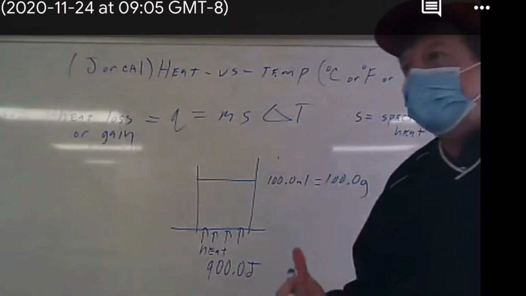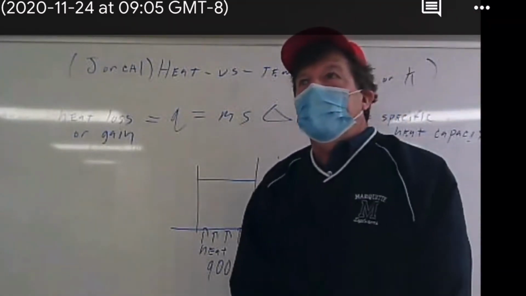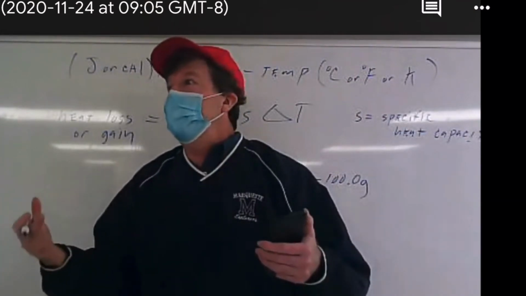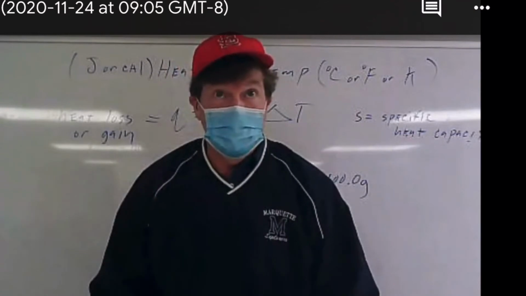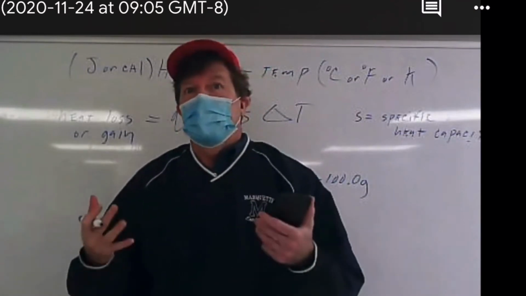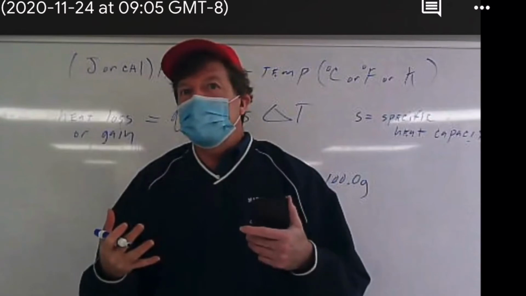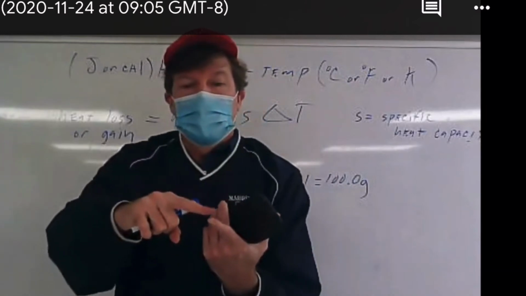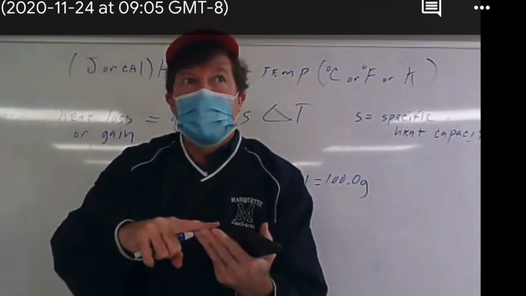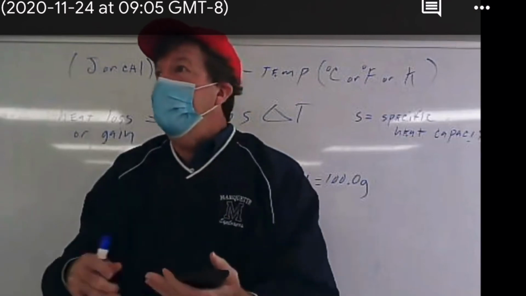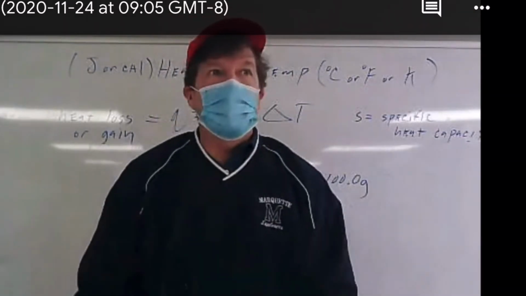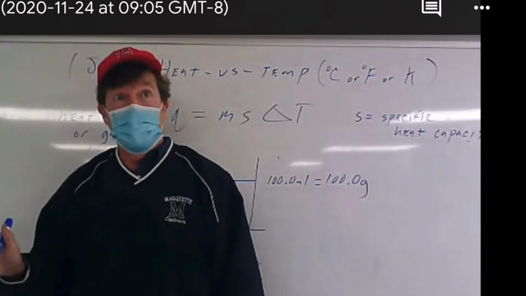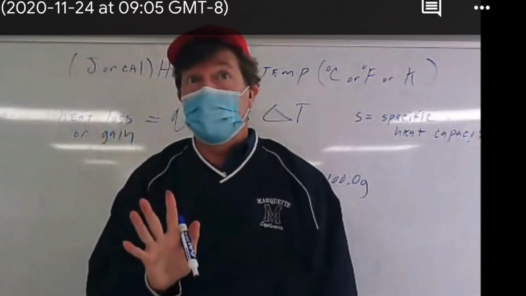So specific heat capacity. The specific heat capacity is a physical property that's every bit as important as density is. You can use the specific heat capacity as kind of like a fingerprint for the substance. So silver, mercury, lead, water, carbon tetrachloride, any sort of liquid, they all have their own individual specific heat capacities. Okay? Again, it's an important physical property.